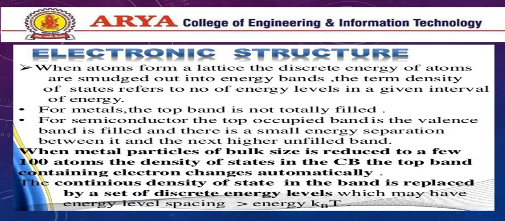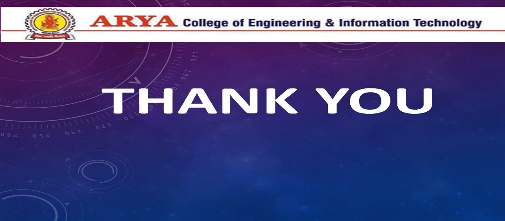Electronic structure: when atoms form a lattice, the discrete energy levels of the atoms are smeared into an energy band. The term density of states refers to the number of energy levels in a given interval. When metal particles of bulk size are reduced to a few hundred atoms, the density of states in the conduction band, the top band containing electrons, changes automatically. The continuous density of states in the band is replaced by states of discrete energy levels. So that is all about this lecture third.